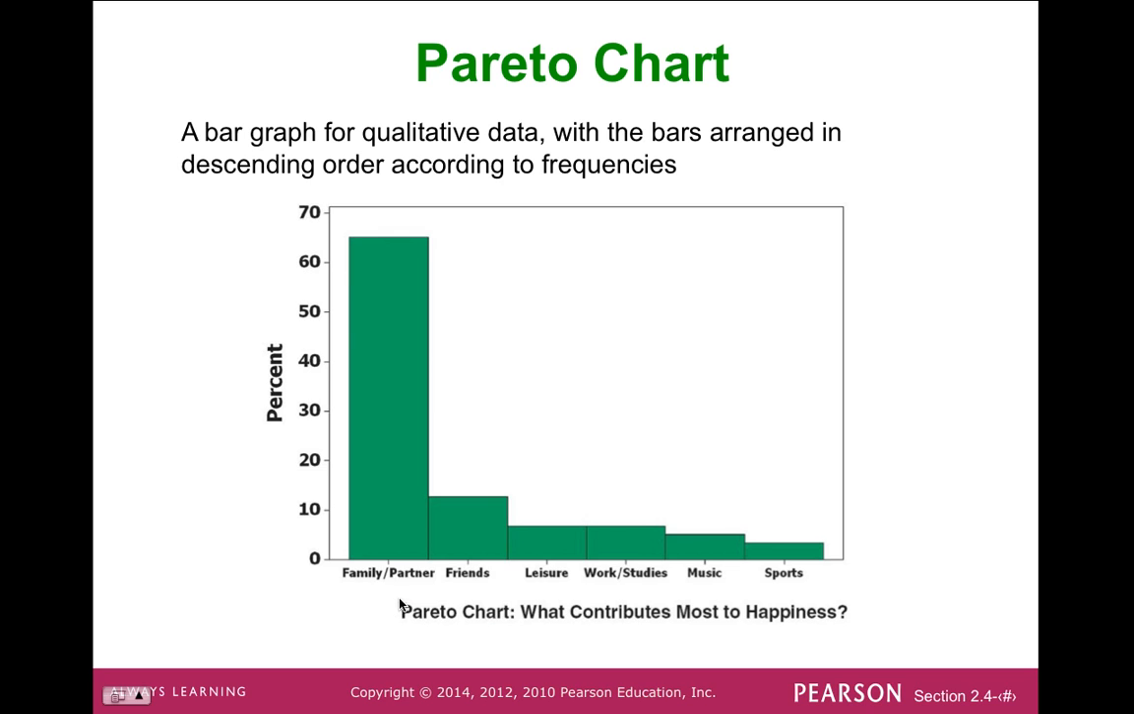And we can see that the first category is family and partners. This was the one with the highest frequency, so it was plotted first. Then friends, although quite a drastic difference in terms of the percentage frequency, but friends would be next, then leisure, then work, and leisure actually look about the same here, music, and finally sports. So it's actually in descending order.